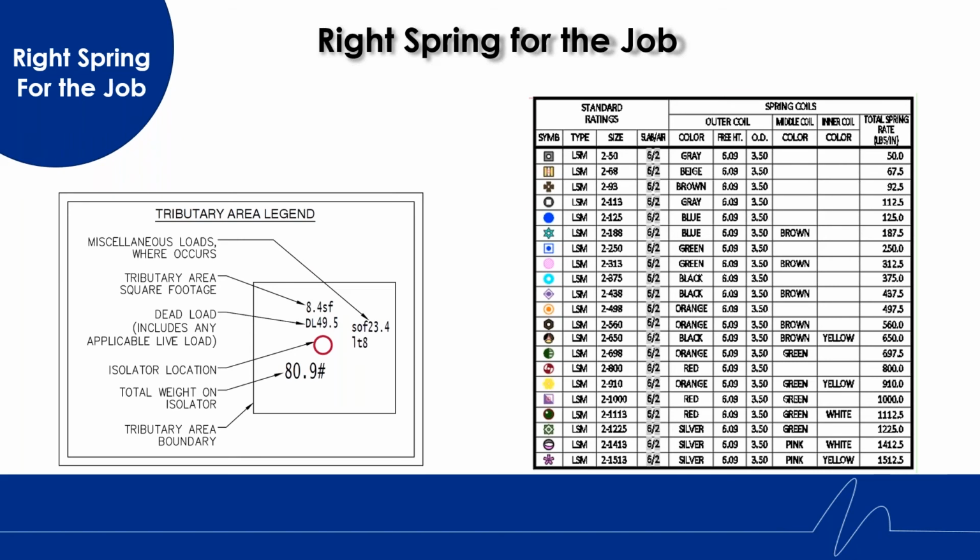It is important to note that the spring rate shown in the right column is pounds to be imposed for 1-inch deflection. So if we take the top isolator, the LSM 250, 50 pounds of weight will produce 1-inch deflection. To achieve the 2-inch deflection, we need to impose 100 pounds of force.